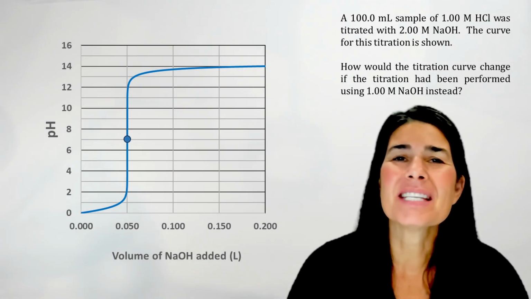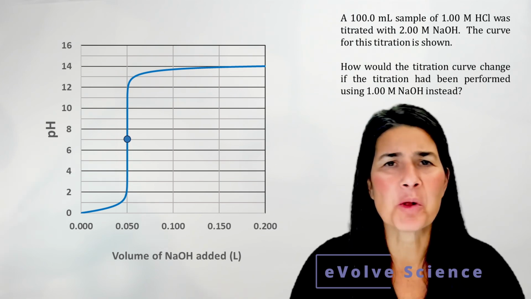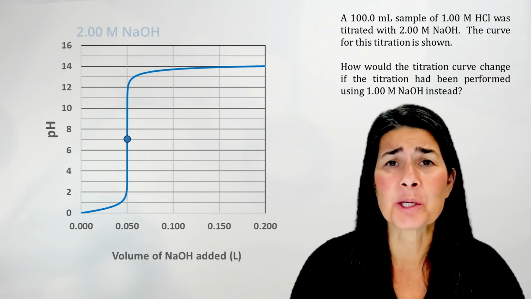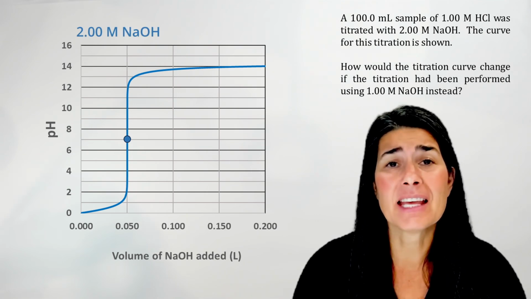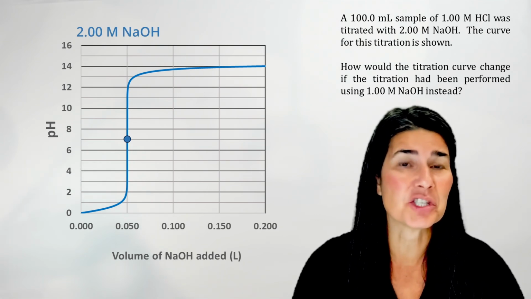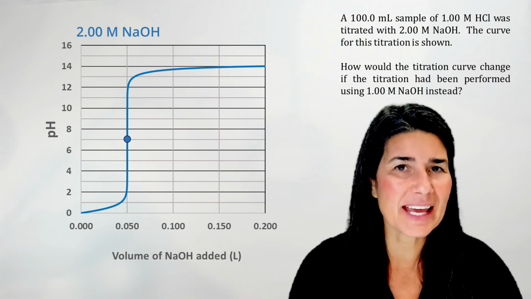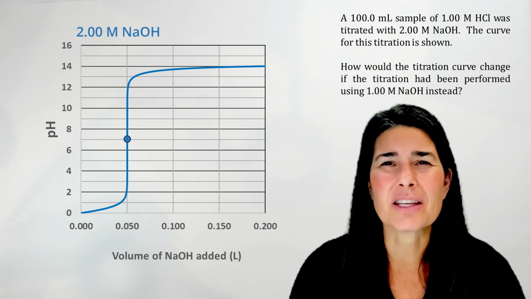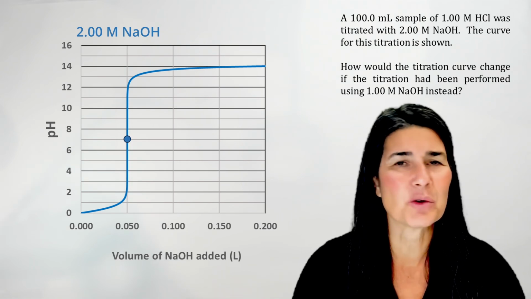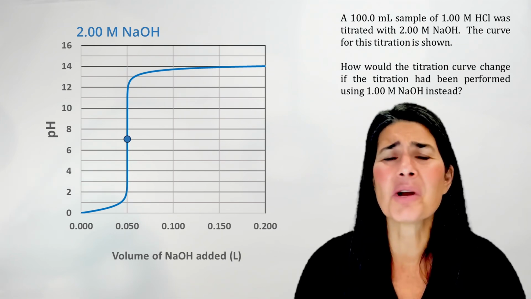Okay, for this question, we've been told that 100 mLs of 1 molar hydrochloric acid has been titrated with 2 molar sodium hydroxide, and they've given us this beautiful strong acid, strong base titration curve. They want to know how this curve would change if instead of using the 2 molar sodium hydroxide, we used 1 molar sodium hydroxide.